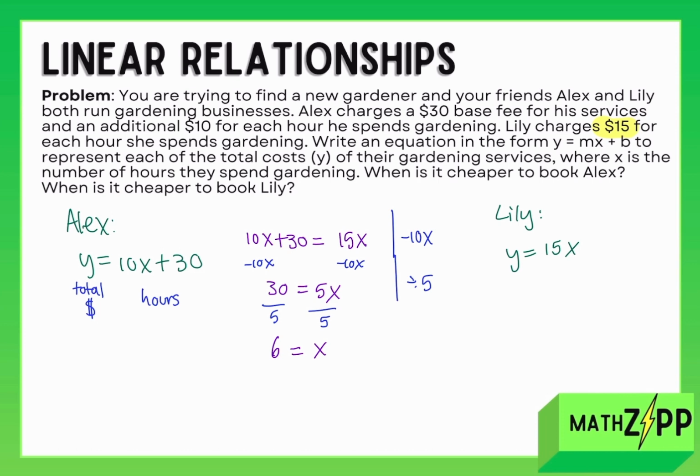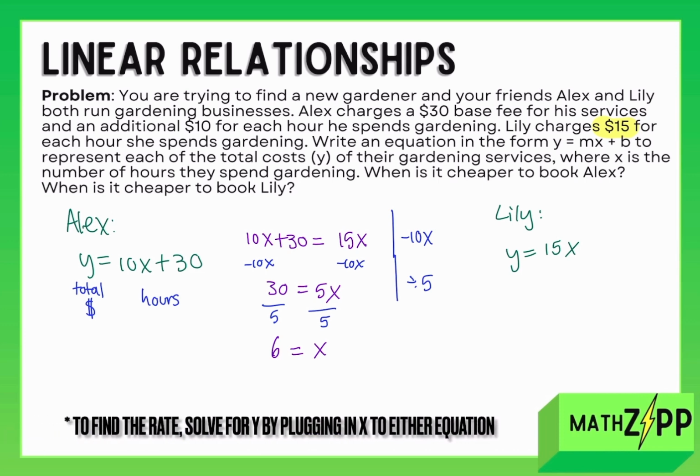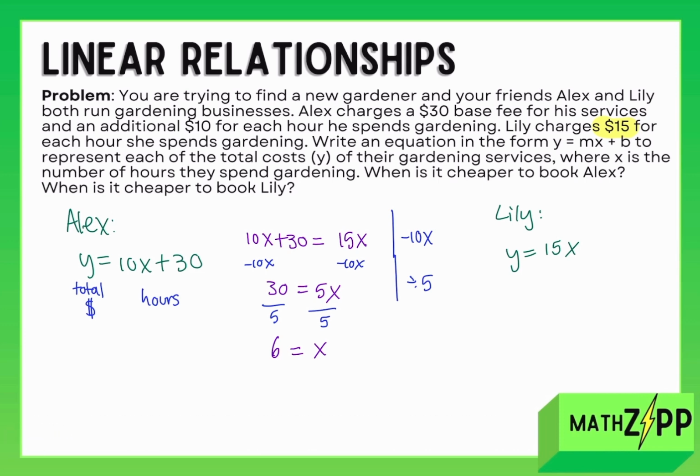Now what this is saying is that when x, or the hours, is equal to 6, Alex and Lily's rate will both be equal. Earlier we determined that if we were only working for 3 hours, Lily would be cheaper. So we know that if we are working less than 6 hours, Lily will be cheaper. But if they're working more than 6 hours, Alex will be cheaper.